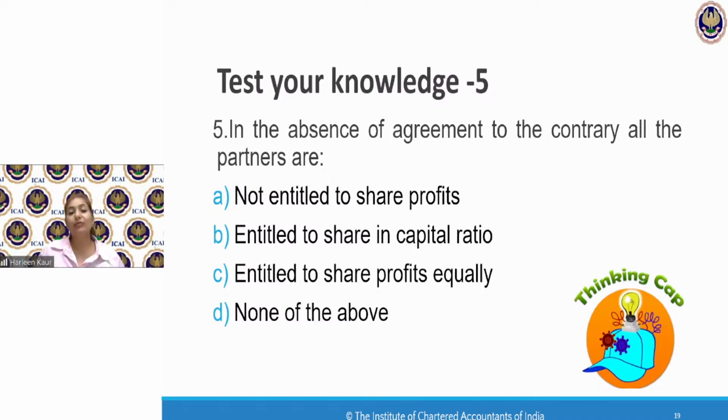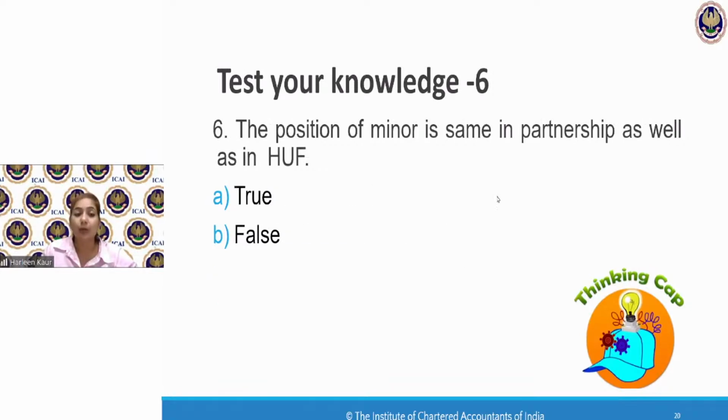All of those who have given 5C, that is the correct answer. And Varun, B is not the correct answer. MD Fahad is saying A, they will not get profits. That is not the correct answer. And none of the above is also not correct. So here 5C is the correct answer, children. Whenever there is no agreement, partners will share the profits and losses equally.